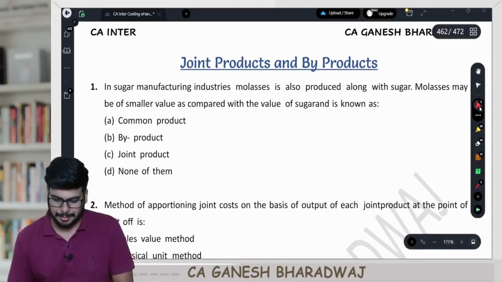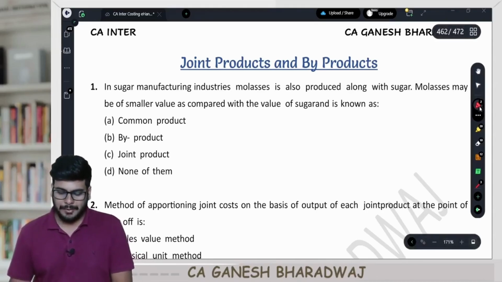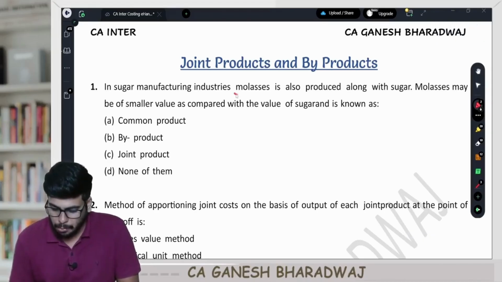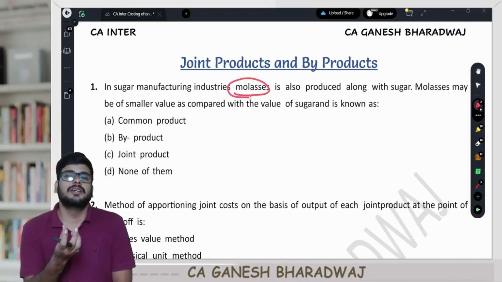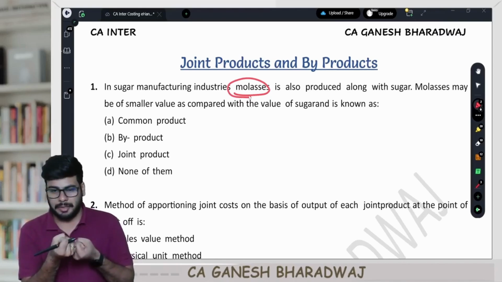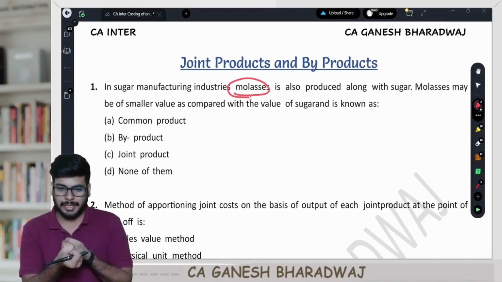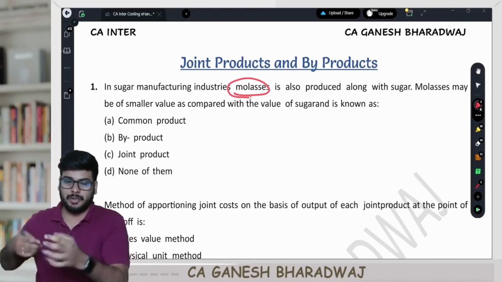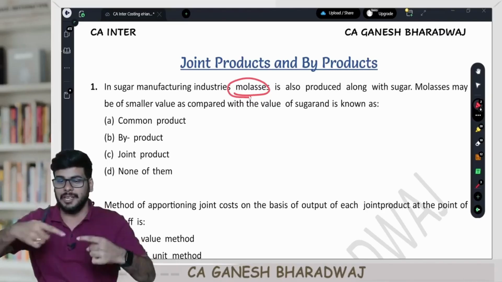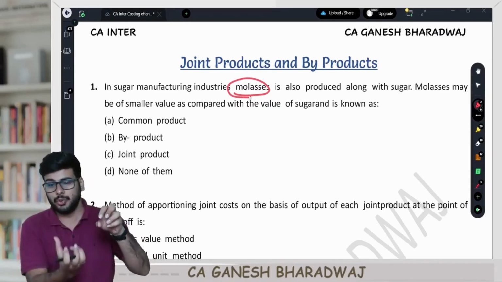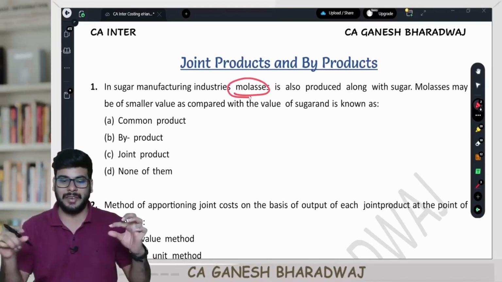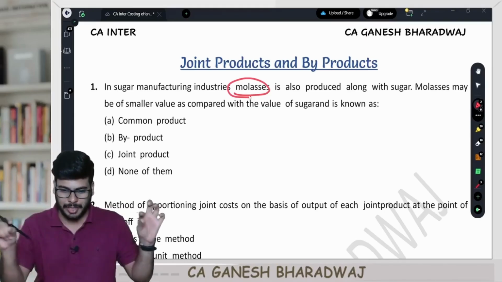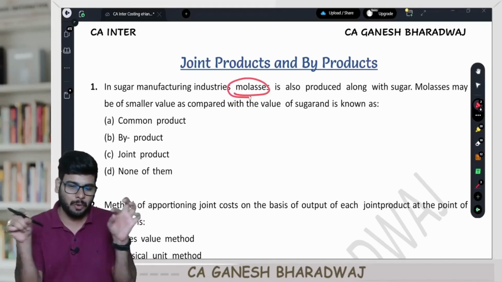Yes. So, joined by products. Let's go to the MCQ section. In sugar manufacturing industries, molasses means what? You have a sugar cane. Once you put that sugar cane inside that wheel type of thing, the juice will come and its waste will come out. That waste is nothing but the stem of the sugar cane. That is called molasses.